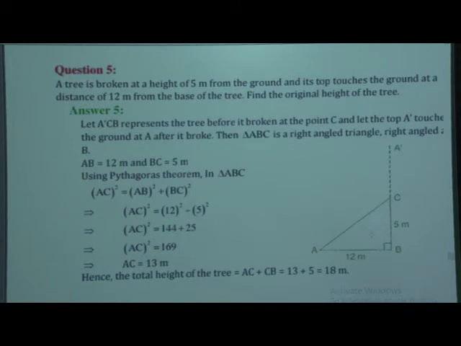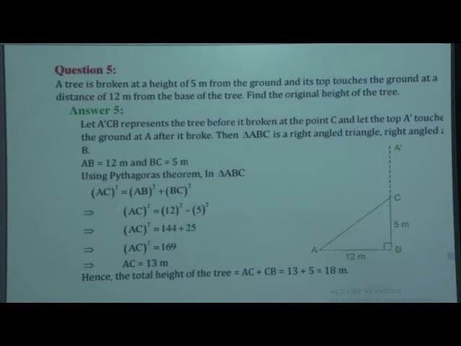Now we can find out the length of the triangle, which is already given as a rough figure. We will substitute the values there, use the Pythagoras theorem and solve. So AB is equal to 12 meter. BC is equal to 5 meter. This is already given in the question that BC is 5 meter.